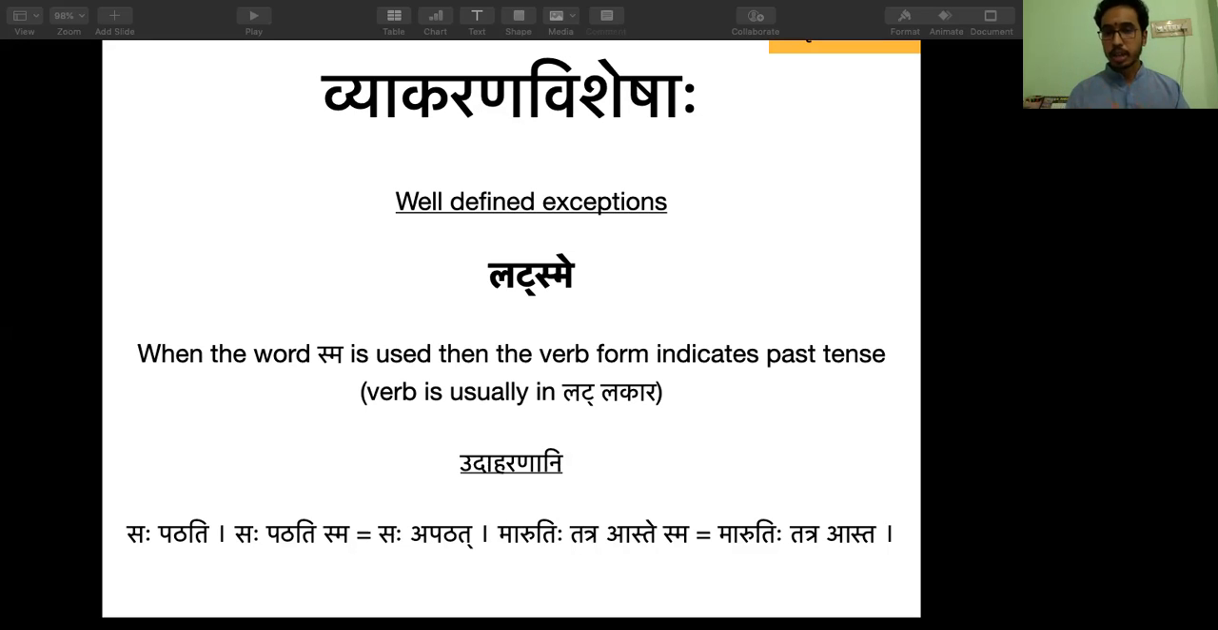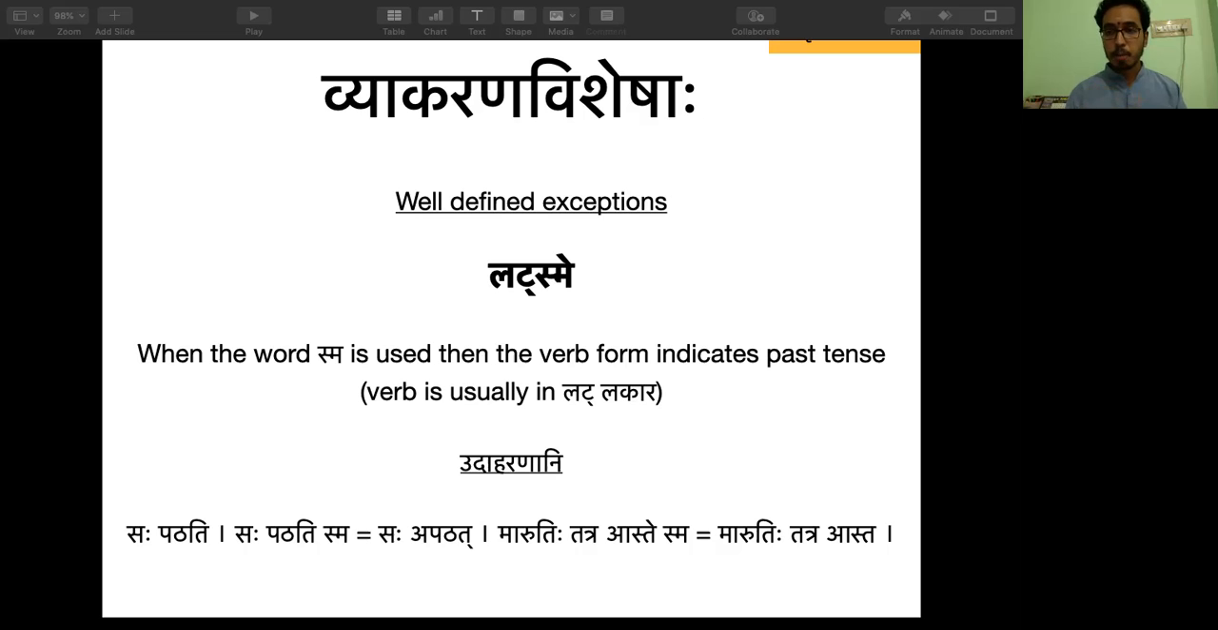When you use latlakara, then when you add the word sma, the avyaya sma there, that present tense latlakara will indicate past tense together along with sma. Saha pathati, that is present tense. Saha apathat is the past tense, but the other way of telling it is saha pathati sma. Saha apatat, saha patati sma. So both are past tense.